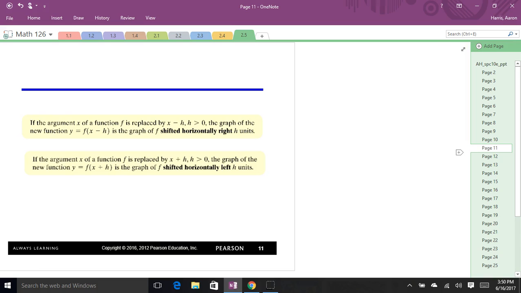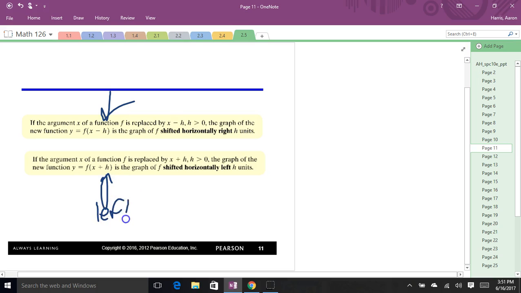Okay. So there's the generalization of that. You notice your composition there. That's right h units. This one is left h units. Okay.